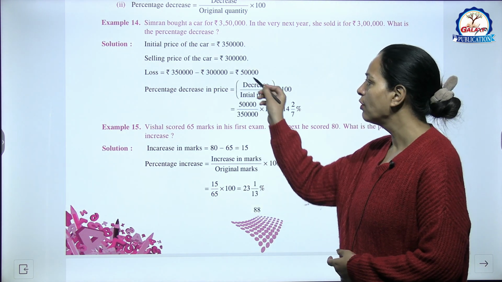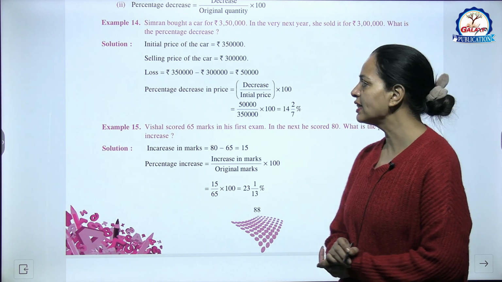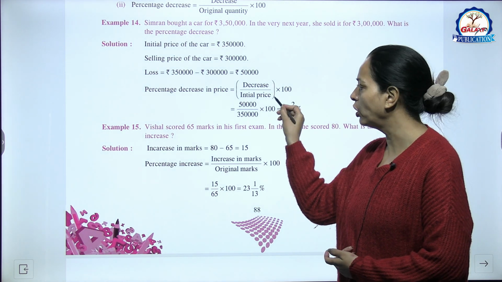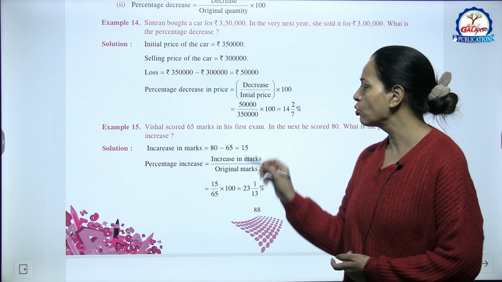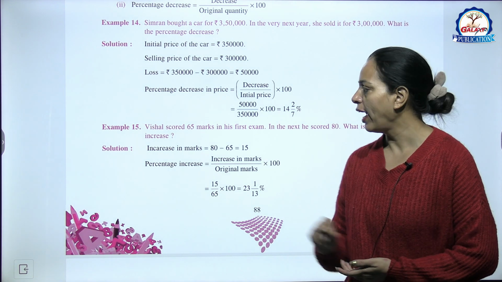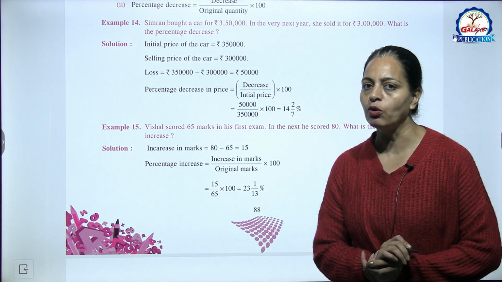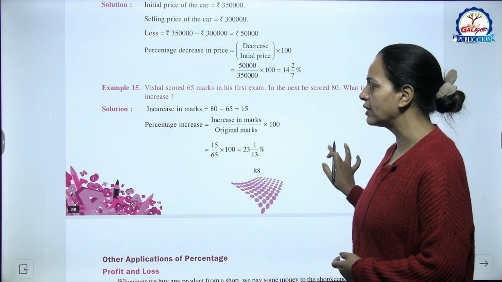So loss is 50,000. So percentage decrease in value is loss upon initial value into 100. So we can cut the zeros and numbers. Answer is 14 whole 2 by 7%.